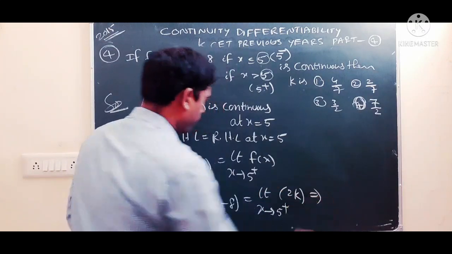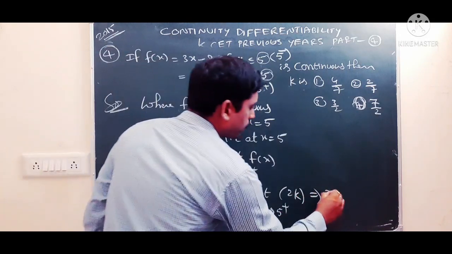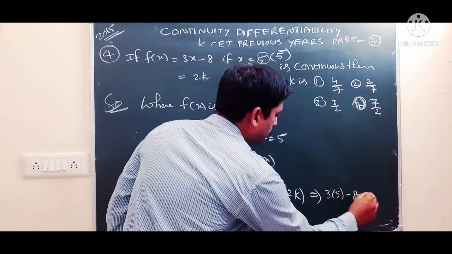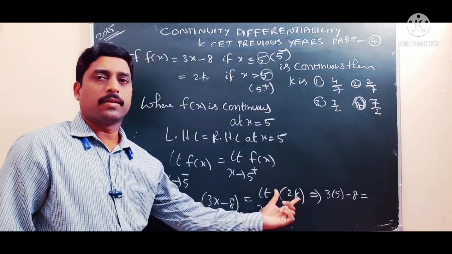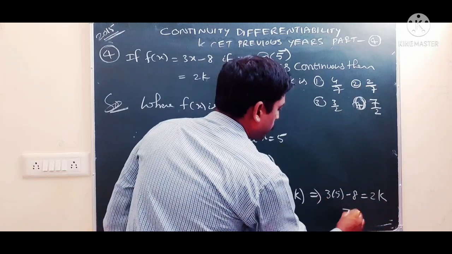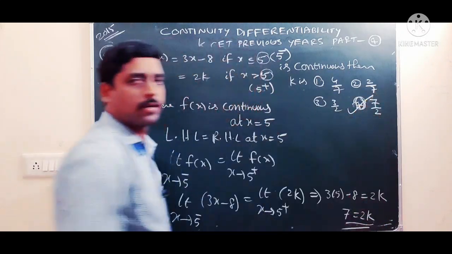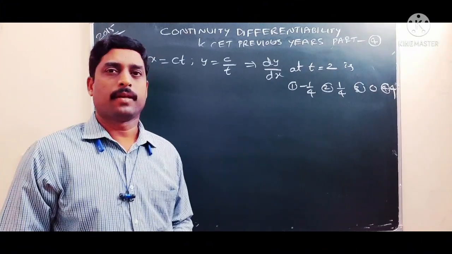So put 5 in the expression, 3 times 5 is 15 minus 8 is equal to, on the right side constant function is there, so write as it is. So this is 7 is equal to 2k, k is equal to 7 by 2. Option 4 correct. Let us go to the next problem.